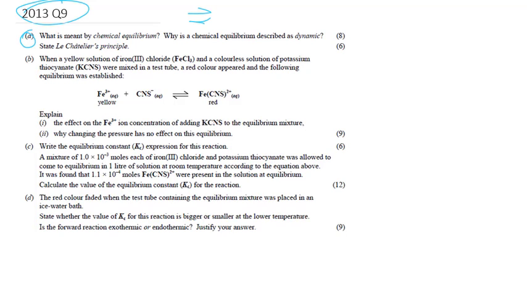And why is a chemical equilibrium described as dynamic? Dynamic, the key word here is continuous. So the forward reaction keeps on occurring, it's continuous, and the reverse reaction keeps on occurring. Okay, so that's dynamic. Both reactions going in either direction are continuous. The reaction doesn't go to completion.